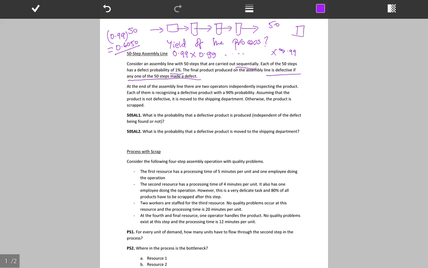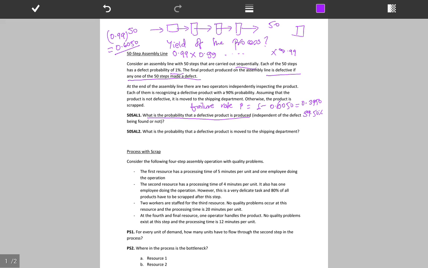But the question asks what is the probability that the defective product is produced. So the failure rate is 1 minus the yield of 0.6050, which is 0.3950. That is, there is a defective rate of 39.50%.